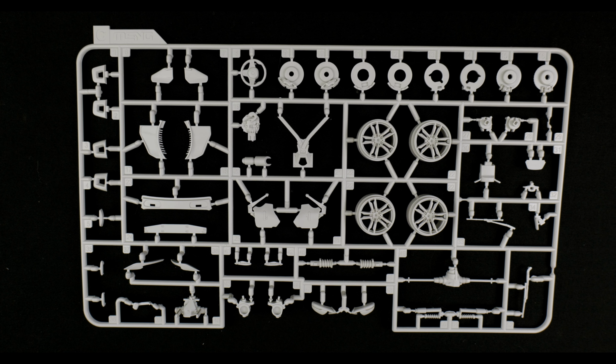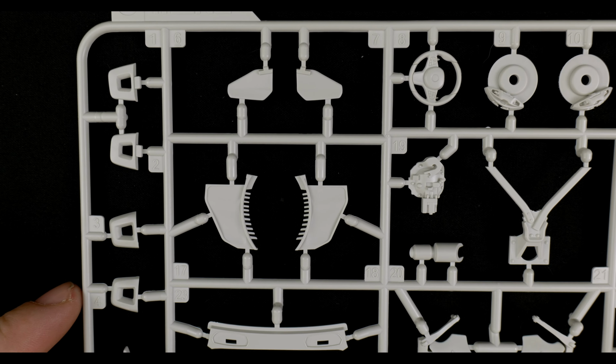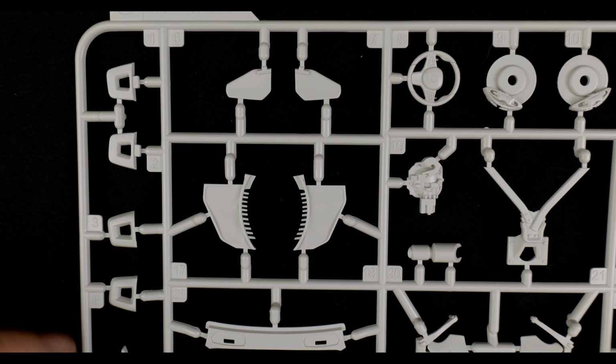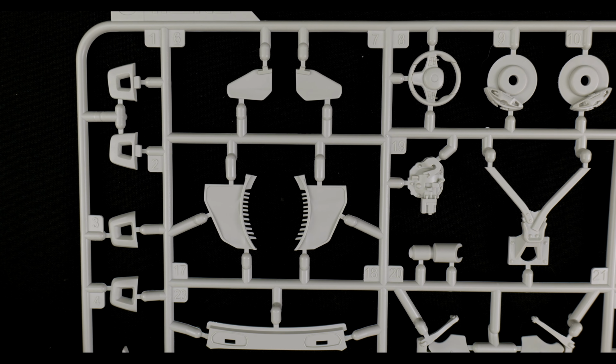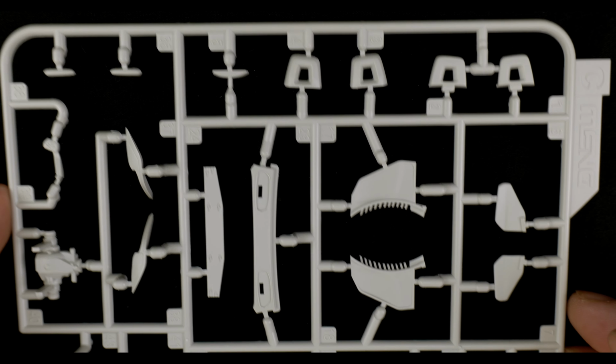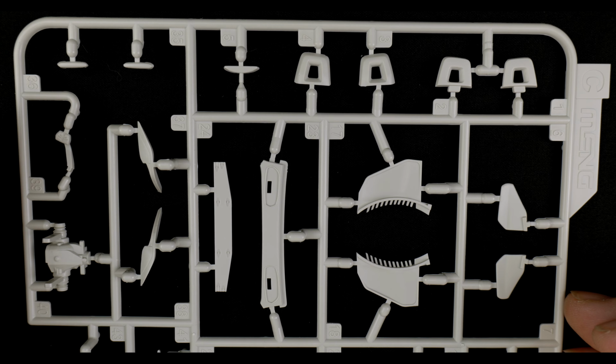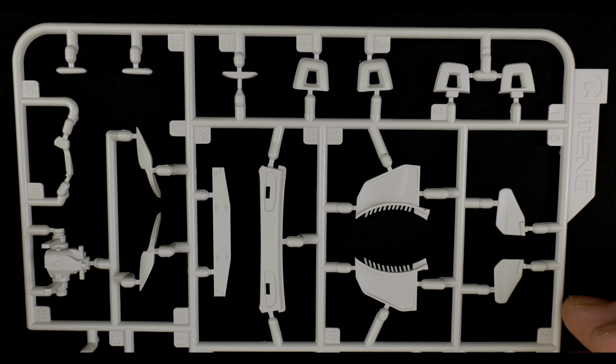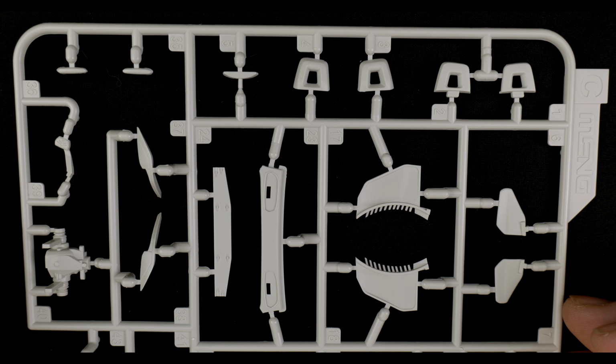Moving on to parts tree C, which has the rest of the parts. It has suspension pieces, some interior pieces, the wheels. I'll start up in this corner here. Here we have, I believe, the headrests, two pieces. Exterior door handles, and the top part of the transaxle.